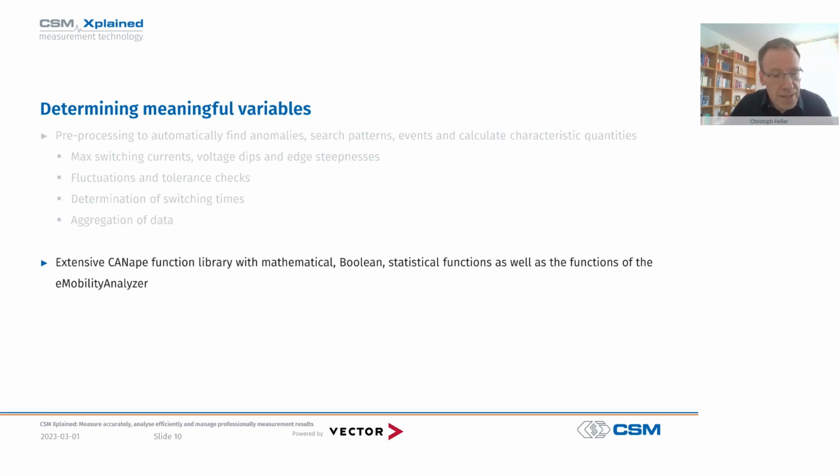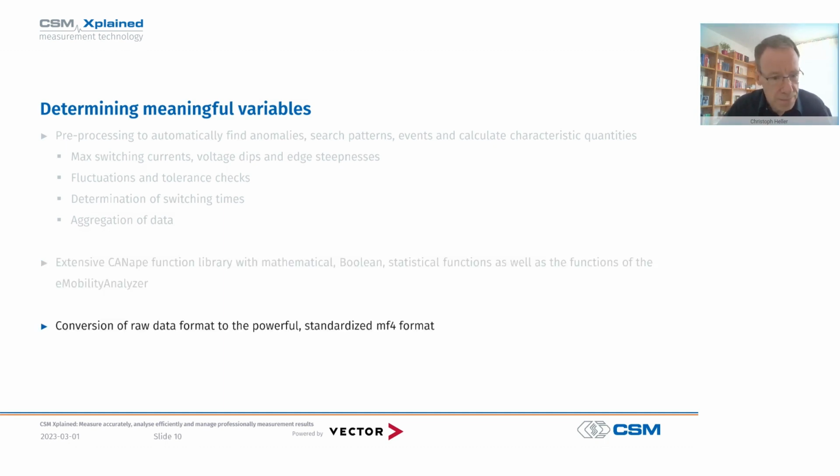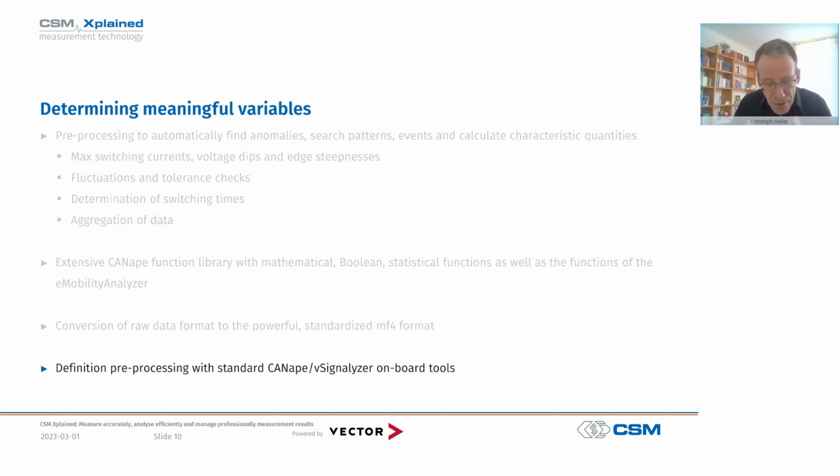And this can really be done with the base mathematics, base Boolean, base statistical, and also the base routines of the e-mobility analyzer function library that is available in CANape or vSignalizer. So it's really intuitive to use. Even if you have a different file format, the raw data format, maybe from the loggers, it can be converted to the standardized, powerful MF4 format. Again, pre-processing is done, and also post-processing and the reporting routines are done with the standard CANape and vSignalizer routines. So no specific training and no other tools are needed to define the analysis, the computation, and the report generation in vMDM, in the cloud or in the server backend.